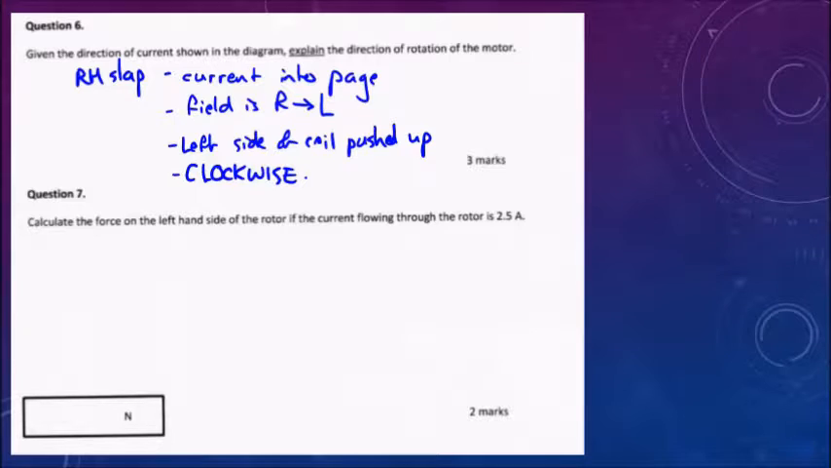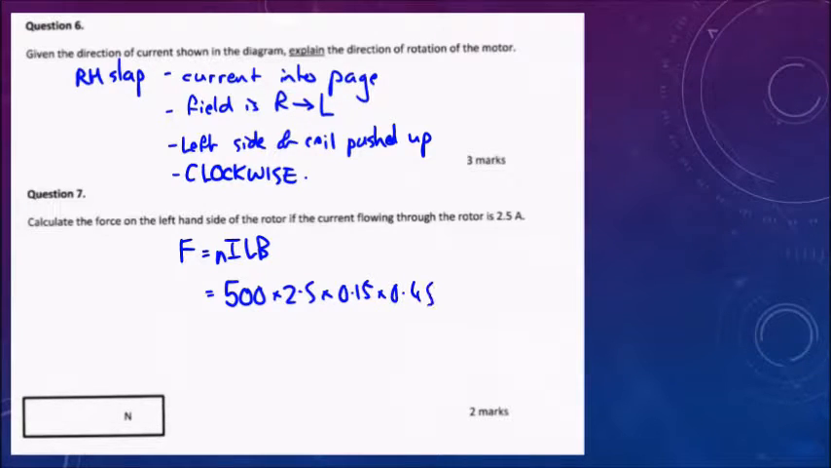Okay, calculating the force on the coil. This is pretty straightforward, because all you've got to do is F equals NILB. The number one error here is people forgetting to put in the number of turns. So we've got 500 times 2.5 times 0.15 times 0.45, and we get 84 newtons.